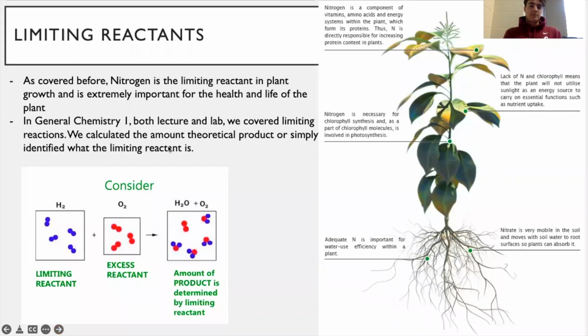So first, limiting reactants. As covered before, nitrogen is the limiting reactant in plant growth and is extremely important for the health and life of the plant. In General Chemistry 1, both lecture and lab, we covered limiting reactions. We calculated the amount of theoretical product or simply identified what the limiting reactant is.